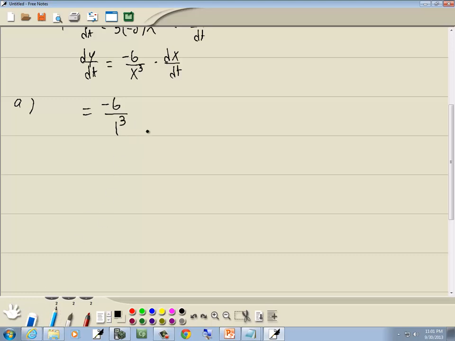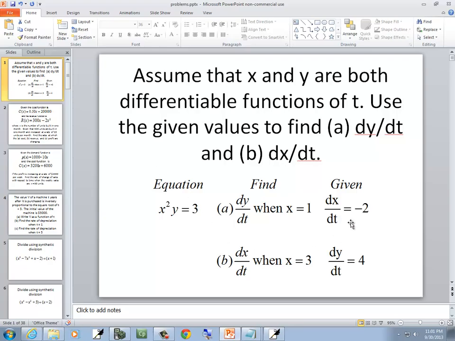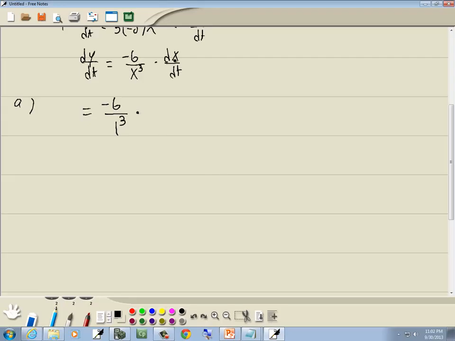1 to the third. And they tell us dx/dt is negative 2. So dx/dt is negative 2. And we're wanting to find dy/dt. Well, 1 to the third is 1. Negative 6 divided by 1 is negative 6. Times negative 2 gives us positive 12. And that would be your answer to part A.